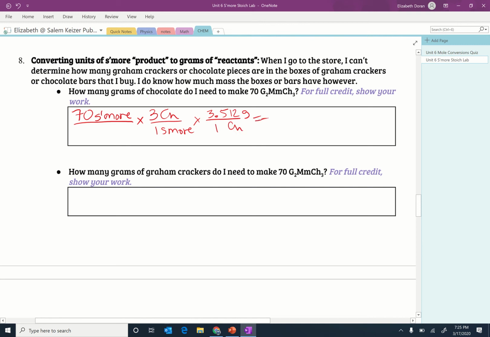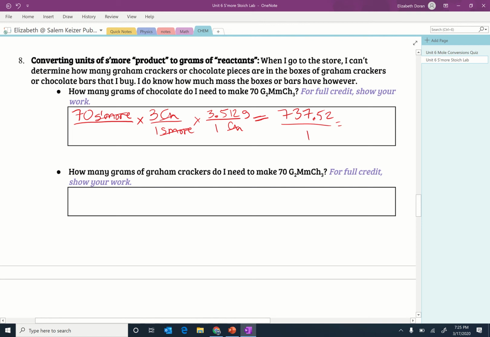So here, just like we've been doing in our mole calculations and like we're going to do with our stoichiometry, our units cancel, okay, and we're left in grams, which is what we're trying to find, and specifically it's grams of chocolate. So we do this math, we get 737.52. When we multiply across the top, multiply across the bottom, it's just 1.